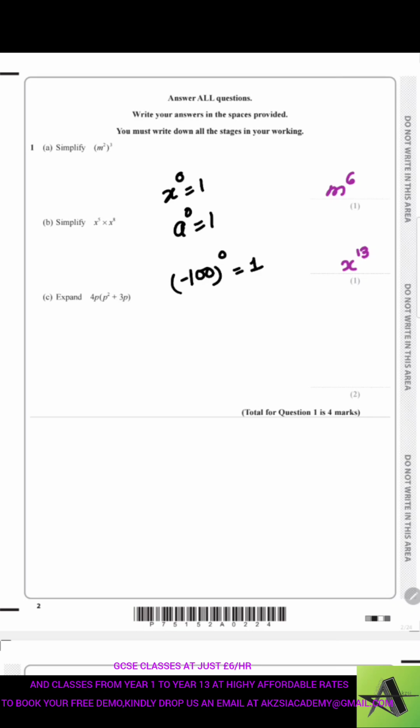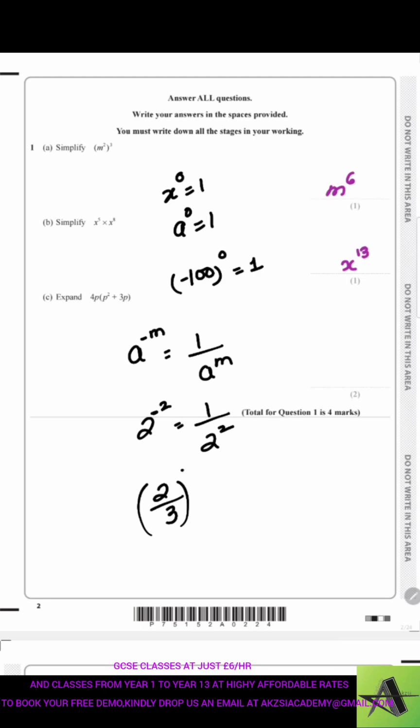Now the next deals with the fractional indices and the negative indices. A to the power of negative m is 1 over a to the power of m. Like 2 to the power of negative 2 is 1 over 2 to the power of 2. Now 2 over 3 whole to the power of negative 1. So now the reciprocal is happening. That means the numerator is going to the denominator and the denominator is moving to the numerator, and thus your power will become positive.